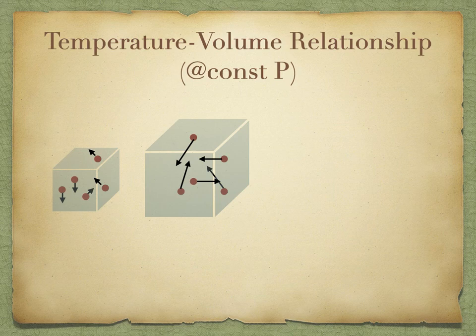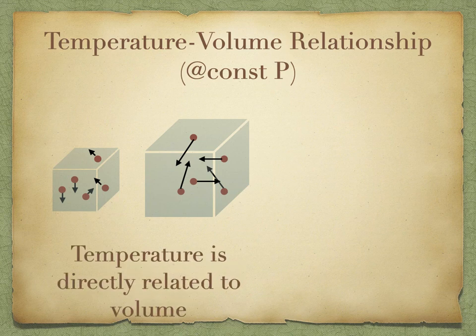If you increase the volume, that means the particles are going to have much further to go from wall to wall. And so if they're going to have the same number of collisions with the bigger container that they had with the smaller container, well, they sure as heck better be moving a whole lot faster. So if the volume goes up, temperature better go up as well, so that you maintain that constant pressure.